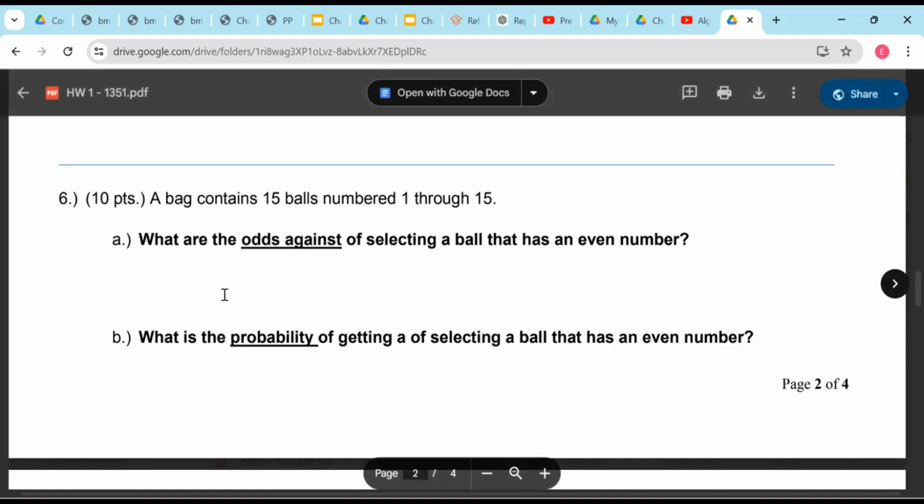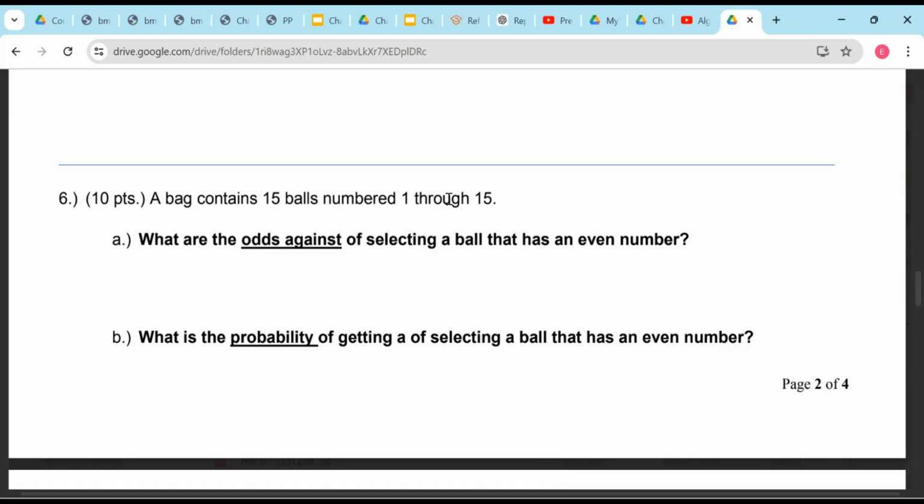So that means you're going to do the probability, or the odds, will be the probability that is not even over the probability that is even. So how many outcomes are not even over the number of outcomes that are even, and then in reduced format.